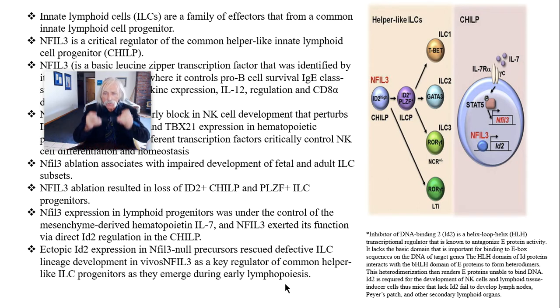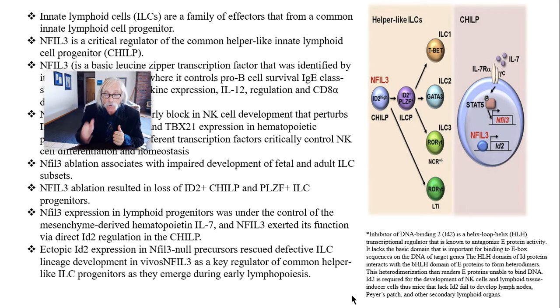So just want to tell you once again, I think I've already told you what ID2 is. It's a helix-loop-helix. It regulates, okay, binds to the HLHs, the BHLHs. So I already told you that. All right, and I told you what E proteins are. E proteins, okay, the HLH domain of ID proteins interacts with the BHLH domain of the E proteins, right, another repressor, to form heterodimers. That heterodimerization renders E proteins unable to bind DNA.